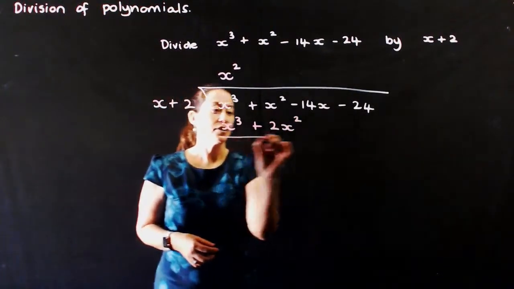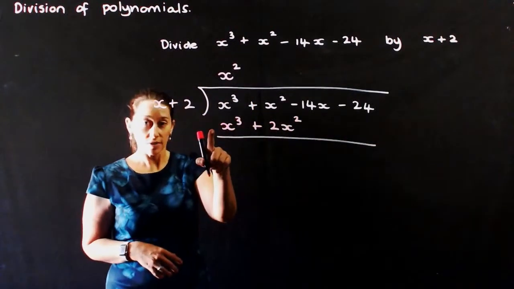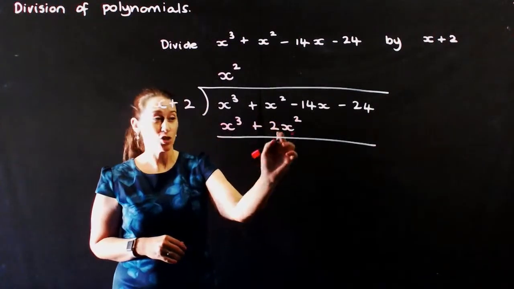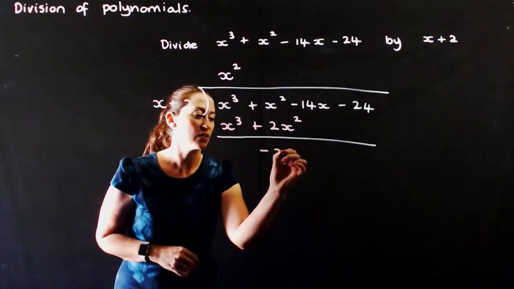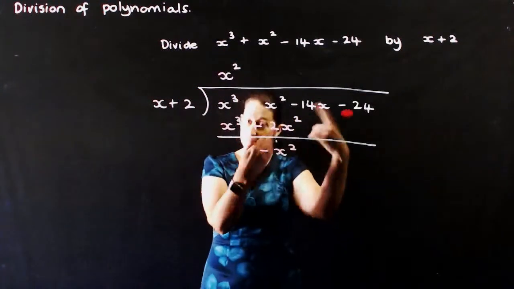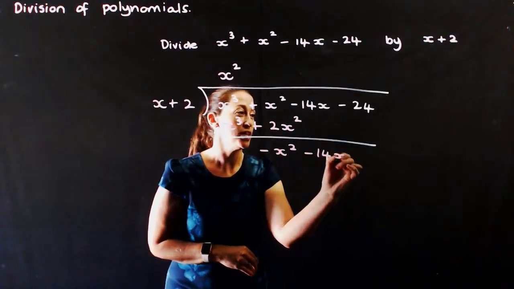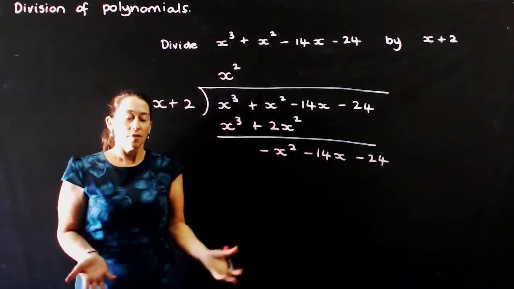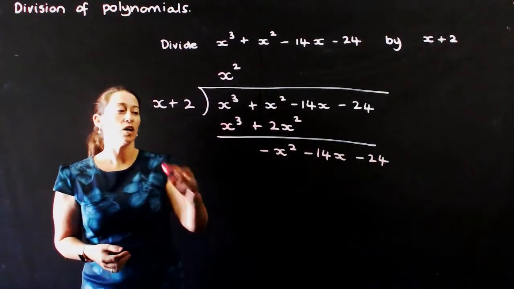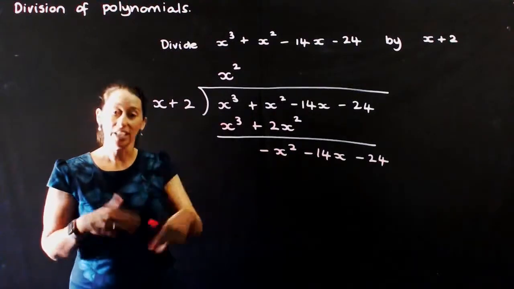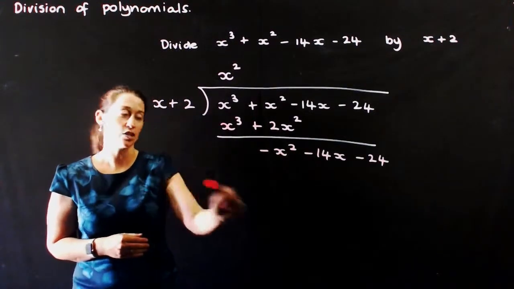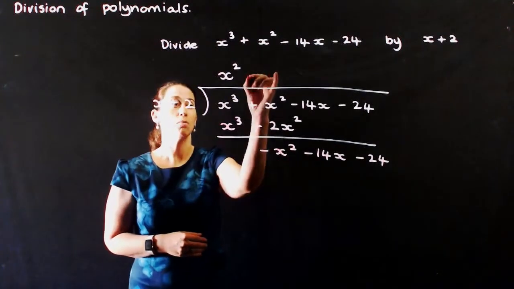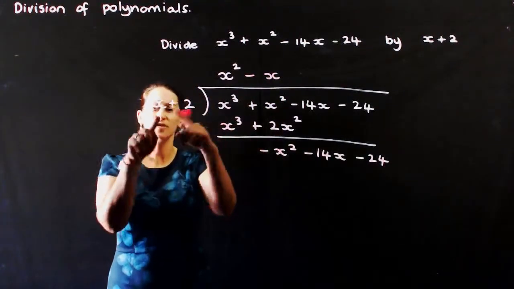Let's find out what's left. So we subtract: x cubed take away x cubed is 0, so that's disappeared. x squared minus 2x squared leaves us with minus x squared. Then minus 14x take away the 0 is minus 14x, and minus 24 take away the 0 is minus 24. Then we do the whole process again, and we divide this term by the x. So we're continually dividing by the x every time. So let's divide this by x. Minus x squared divided by x gives us minus x. And then we do the multiplication.